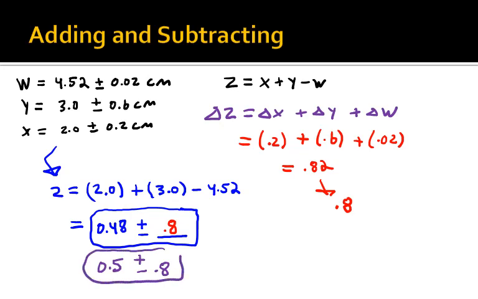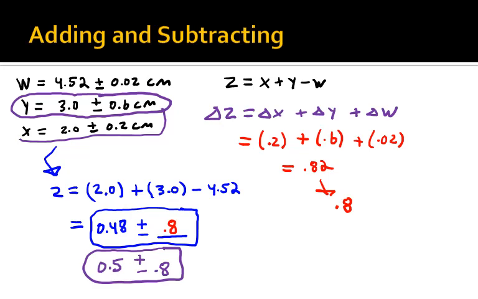So this is quite uncertain. This value could be much, much higher, much, much lower. That's because we're so imprecise here. If you look at y, y could be as high as 3.6, as low as 2.4. With x, it could be as high as 2.2, as low as 1.8. And even though w is pretty precise here, we're in trouble with these other two. And so we have our uncertainty there.